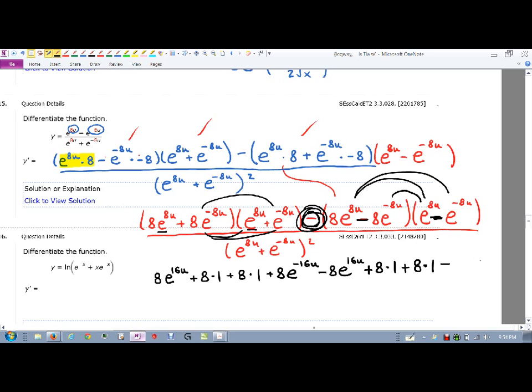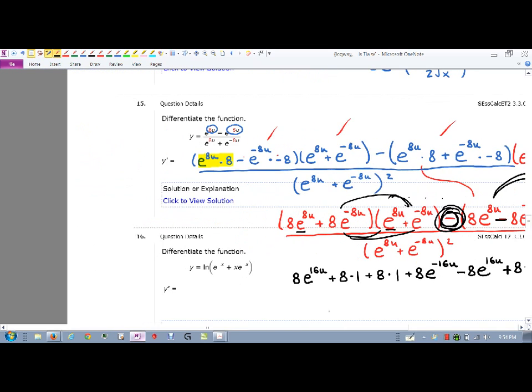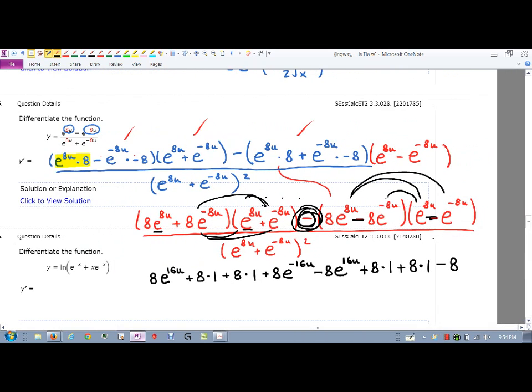And then I add the exponents. I have the 8 out front. I add the exponents. Gosh, I can't stand that my computer does that. I add these together, I get negative 16u, so e to the negative 16u, and then all over the denominator squared.